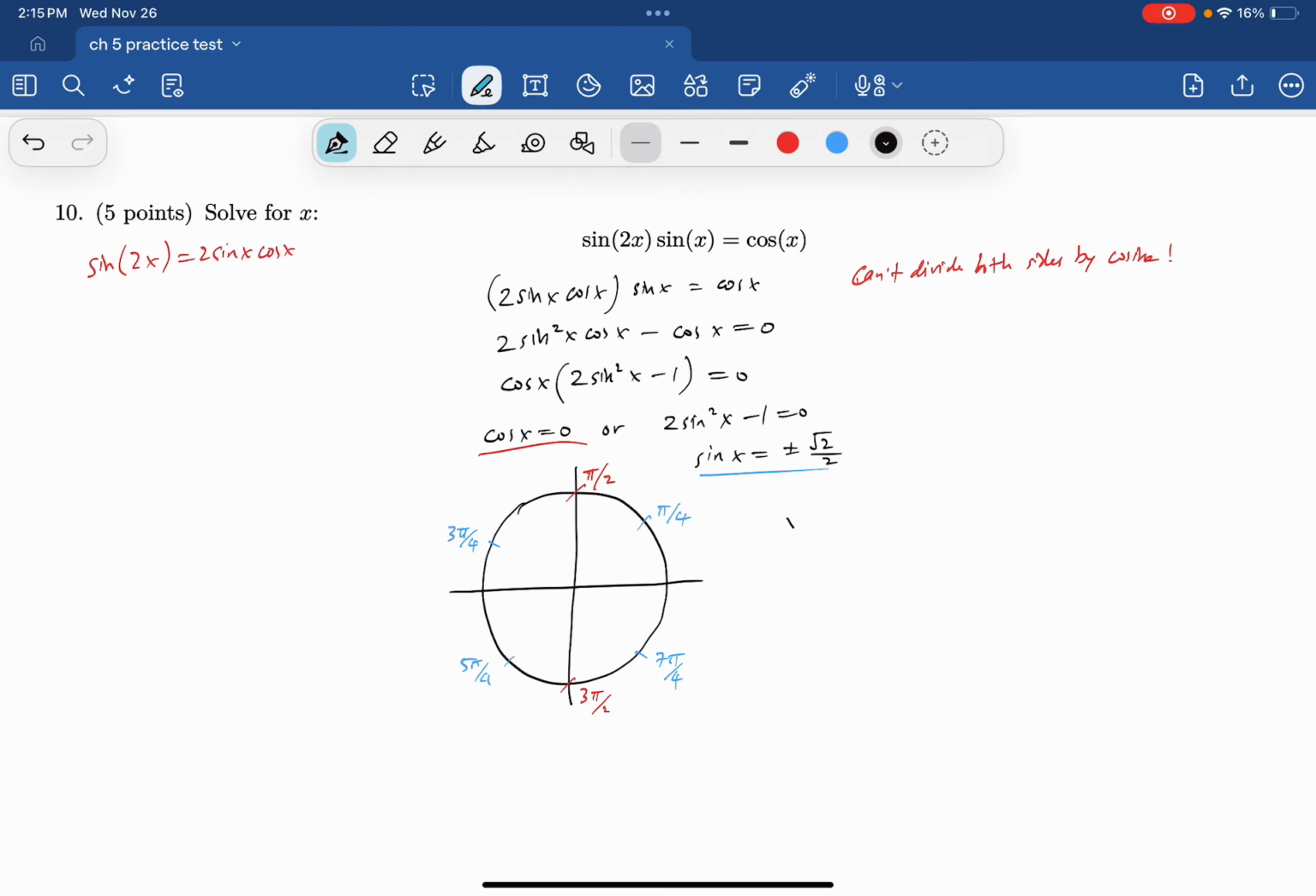And so we would write our answer as x equals pi over 4 plus 2 pi n, pi over 2 plus 2 pi n, 3 pi over 4 plus 2 pi n, 5 pi over 4 plus 2 pi n, 3 pi over 2 plus 2 pi n, or 7 pi over 4 plus 2 pi n.